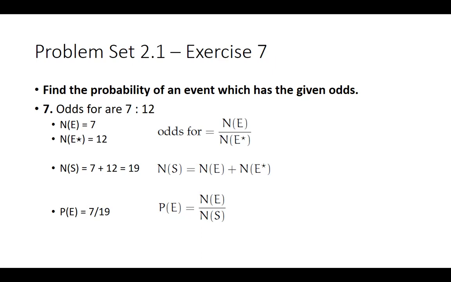In number 7, we're given that the odds for are 7 to 12. Again, the odds for would be NE over NE star. So NE must be 7, NE star must be 12. We add those together to get NS. So 7 plus 12 is 19. N of S is 19. And finally, the probability of the event would be NE over NS. NE is 7. NS is 19. So the probability of the event is 7 over 19, 7/19.